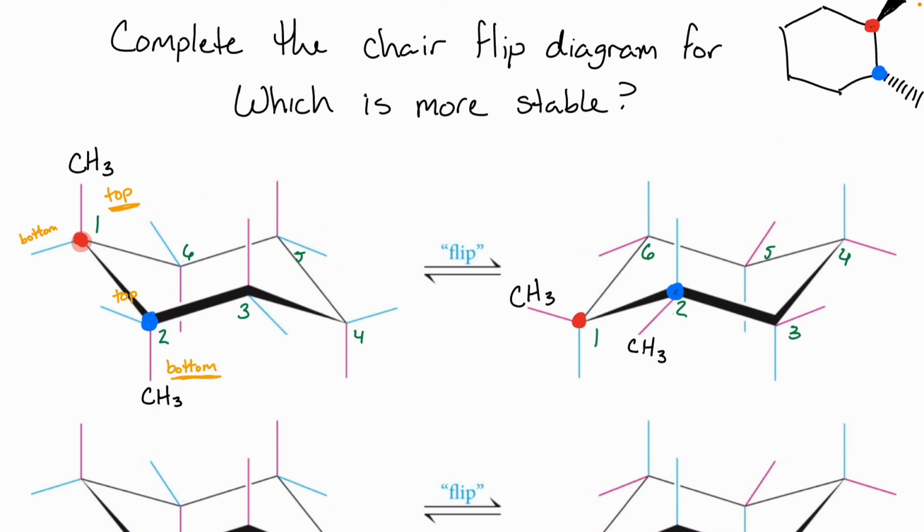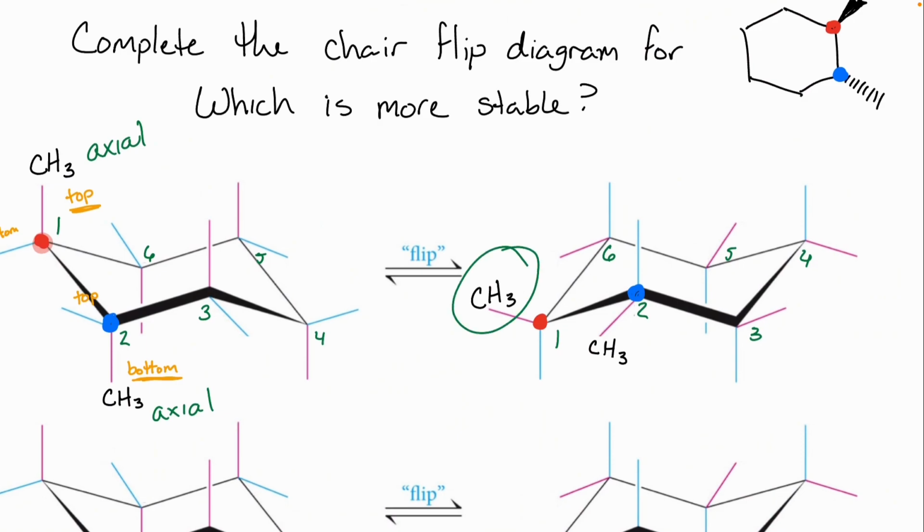In this position, or on this left-hand side, which position is this? This is axial. And what about this one? Also axial. All right, we go over here. Which position is this? Equatorial. And which position is this? Also equatorial. Right? So then in terms of which one's going to be more stable, these large groups, they like being in the equatorial position. So this one here is the more stable conformation.